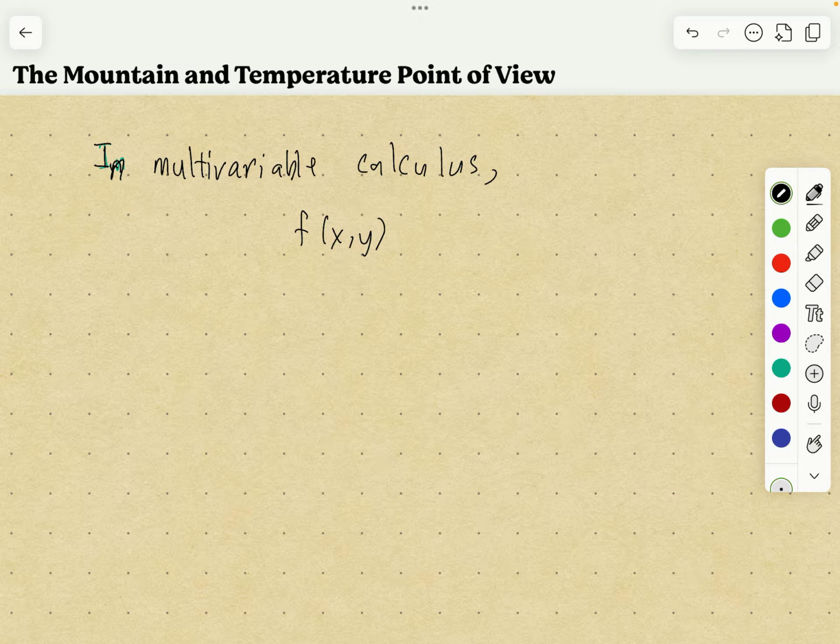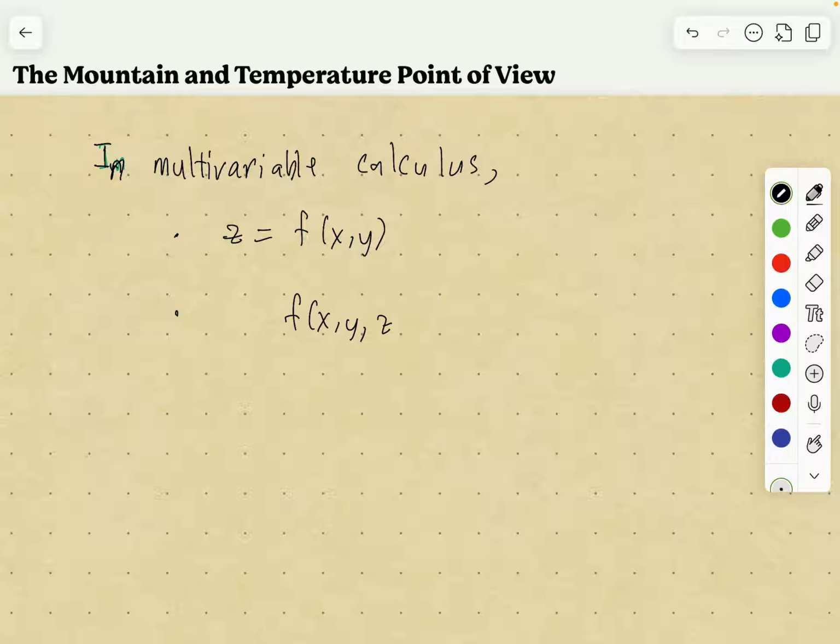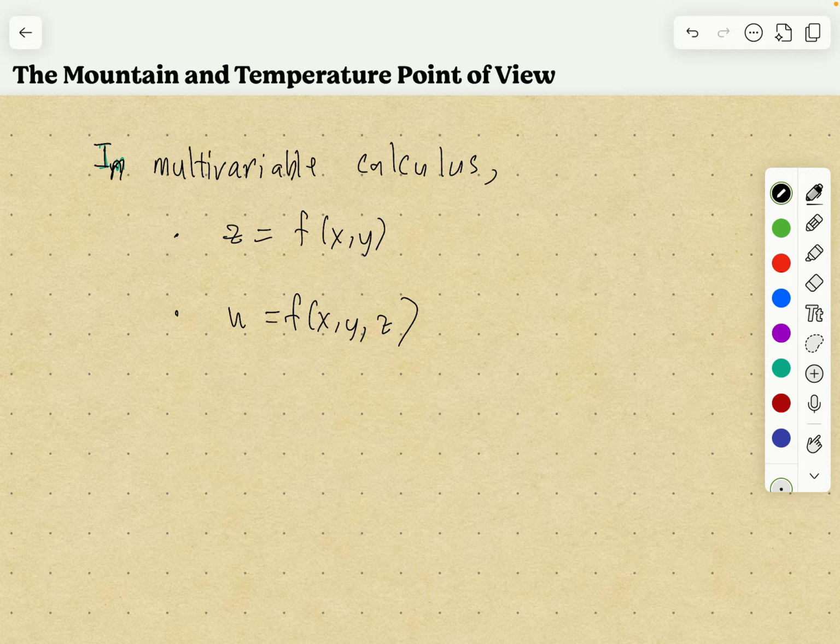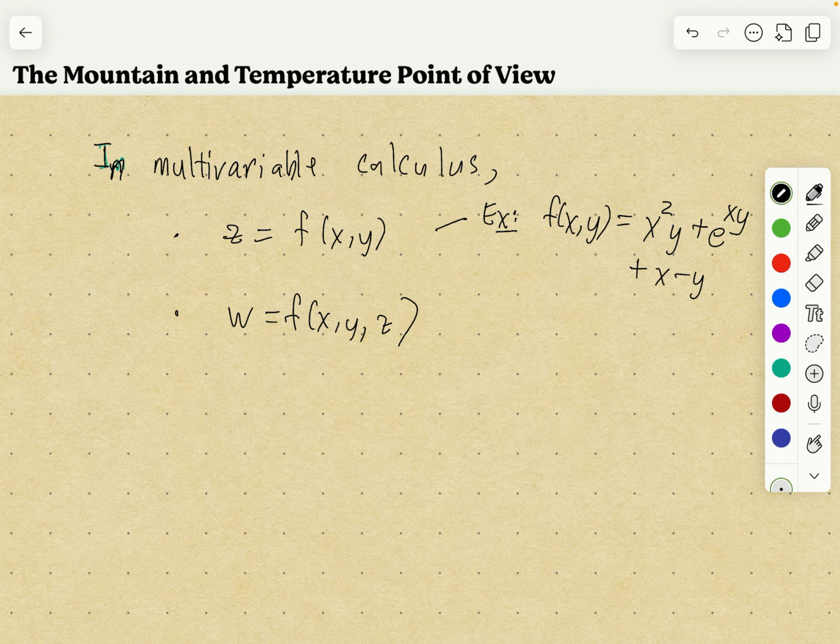So you have f of x comma y, and then that's often using a third variable z. And then you have functions of three independent variables, x, y, and z. And then there's usually a fourth variable for the output, which is called w. So for the first case, you can have something like f of xy equals x squared y plus e to the xy or something. And then, plus x minus y plus 7.